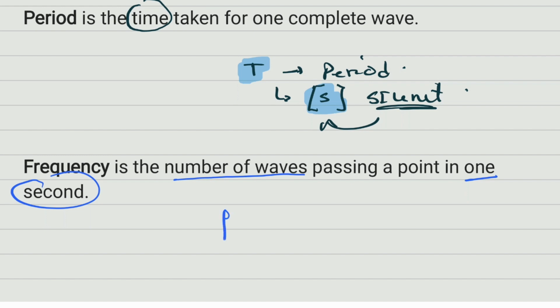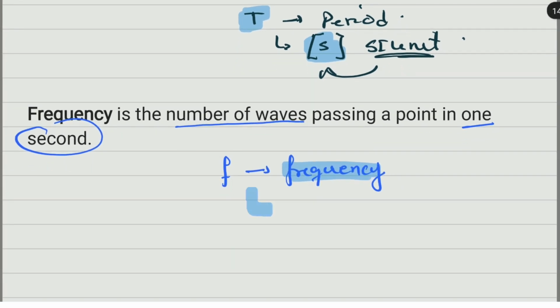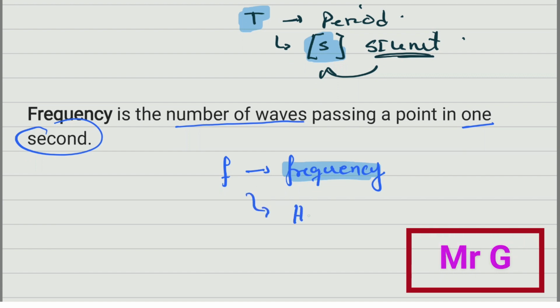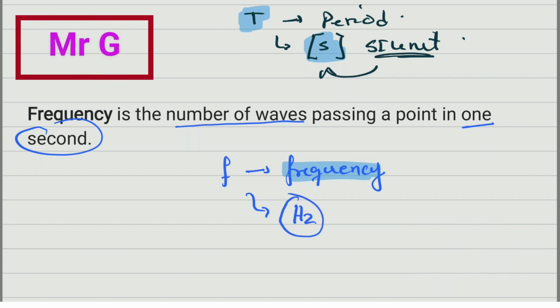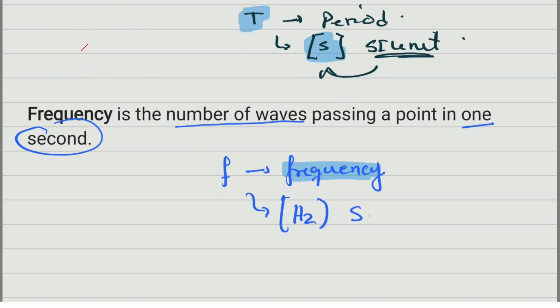The symbol for frequency is a small f. Sometimes you can use another symbol, but we are going to focus on symbol f. That is the symbol for frequency. And the SI unit for frequency is going to be the hertz. The hertz is the SI unit for frequency. And now we can see the formula.